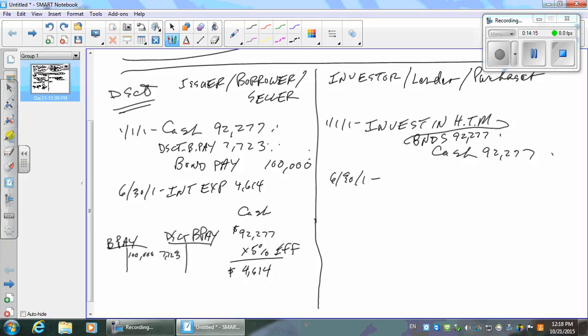That journal entry doesn't balance. That's just fine, because here's the deal. My expense is 4,614, but the cash I'm giving is only 4,000. But remember, at the end, when I pay this bond off at the end of 5 years, I'm going to give them an extra $7,723, aren't I?